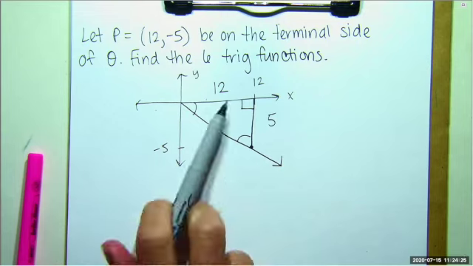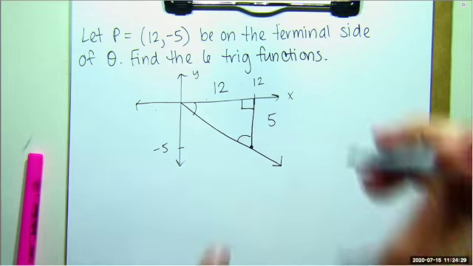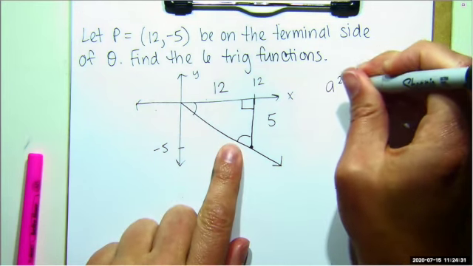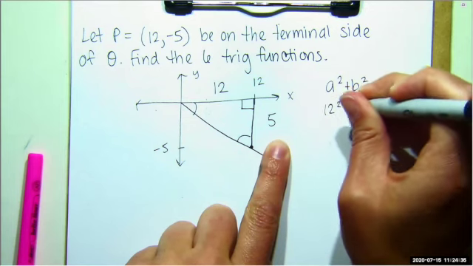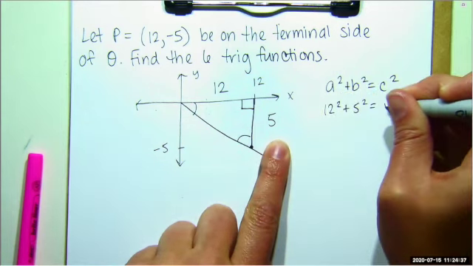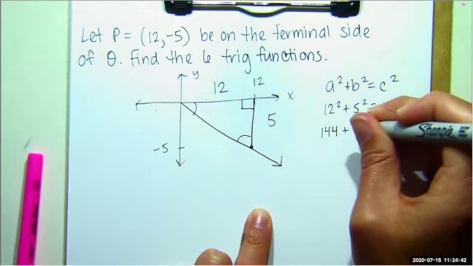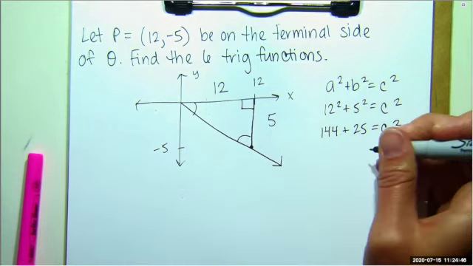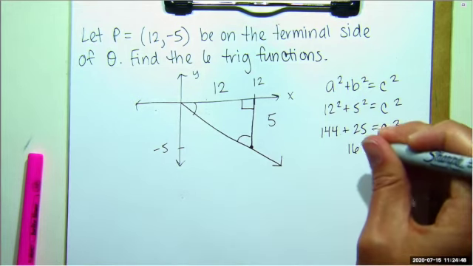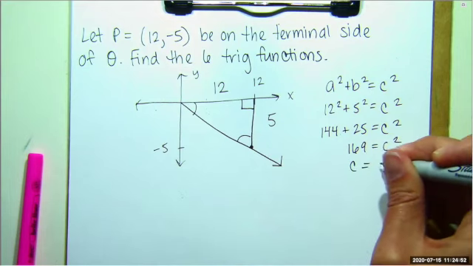Whenever you have 2 sides of a right triangle and you want to find the third side, we use the Pythagorean theorem. The Pythagorean theorem says a squared plus b squared is equal to c squared. So here I have 12 squared plus 5 squared is equal to c squared. 12 squared is 144, 5 squared is 25. 144 plus 25 is 169. Take the square root of both sides, and we get c equal to 13.